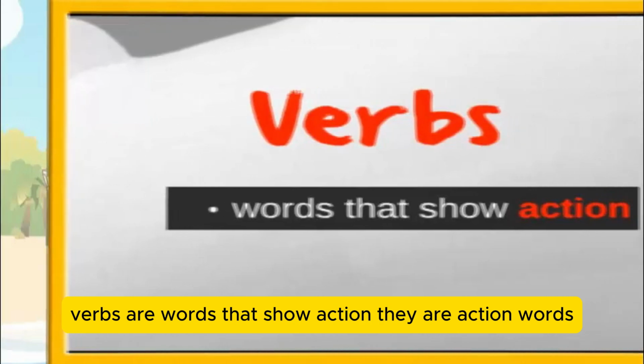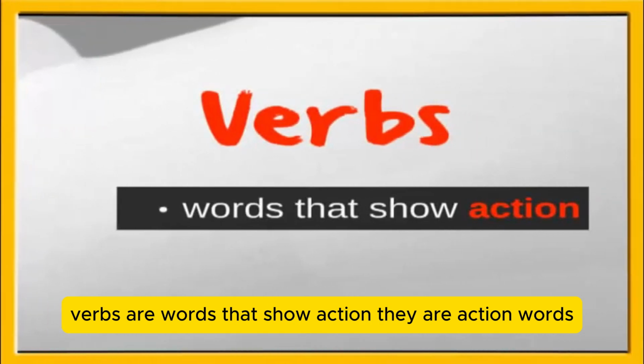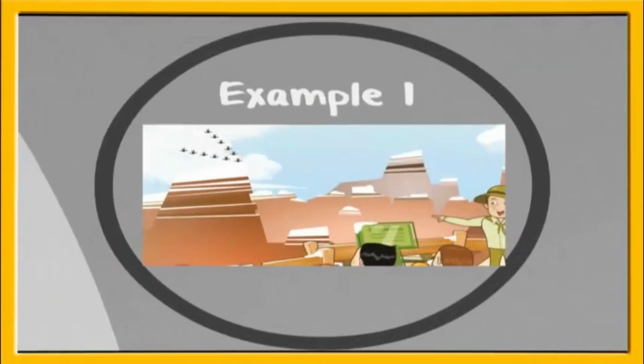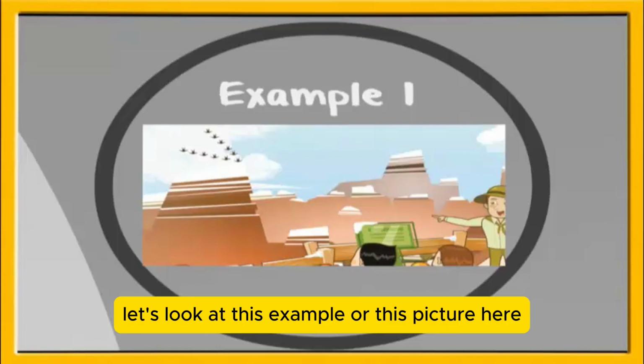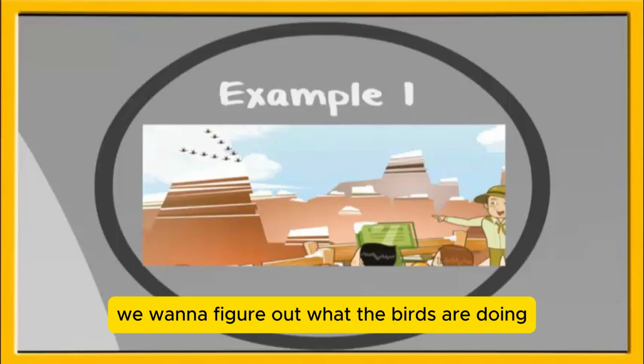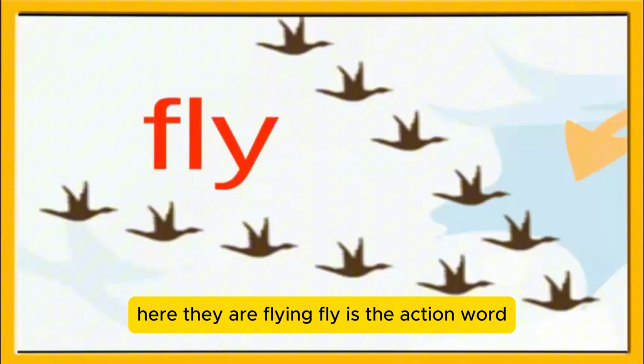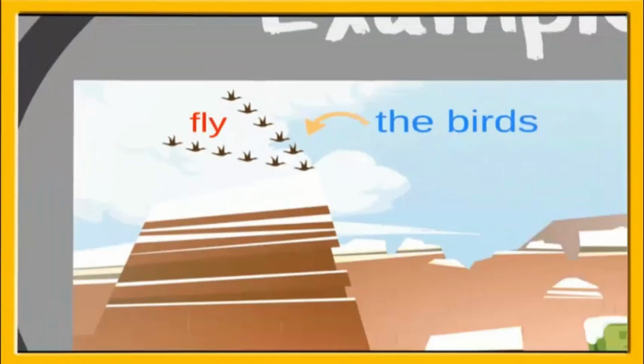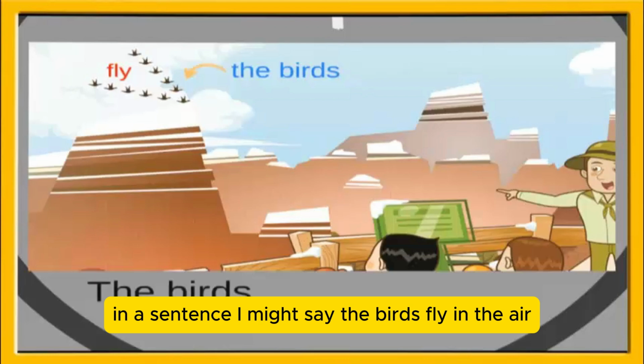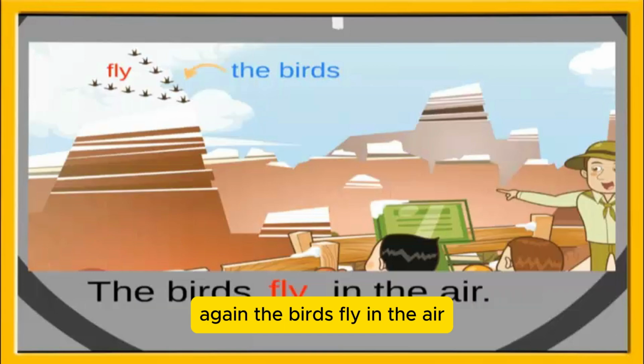Verbs are words that show action. They are action words. Let's look at this example, or this picture. Here, we want to figure out what the birds are doing. What action are the birds doing? Here, they are flying. Fly is the action word. In a sentence, I might say, the birds fly in the air. Again, the birds fly in the air.